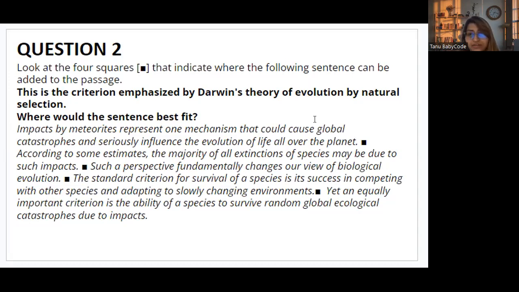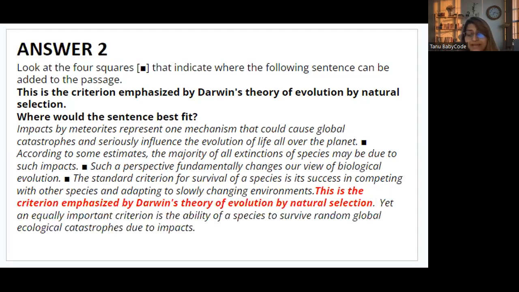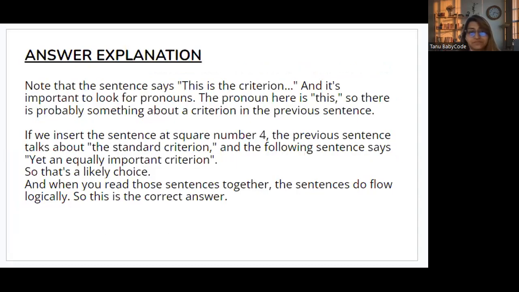So can you see here something talking about criterion? No, not in the first one. Second, such a perspective? No. Third one, yes, after the third box, he's talking about a standard criterion. So that means now he's referring to the standard criterion, and you can add here that this is the criterion emphasized by Darwin's theory. Because the previous sentence relies on this sentence, right? Because the pronoun is here, so you will be adding it here, because the following sentence has equal importance like the criteria. So you will be looking for the sentence that flows logically.